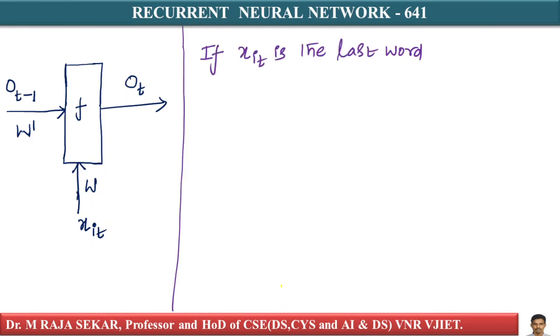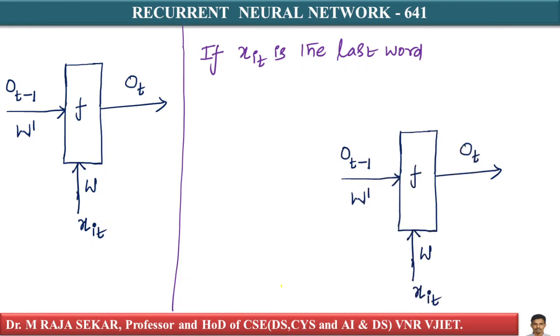If xit is the last word, what you have to do? If it is the last word, then you just take this Ot and connect it to a softmax and generate yt cap, isn't it?